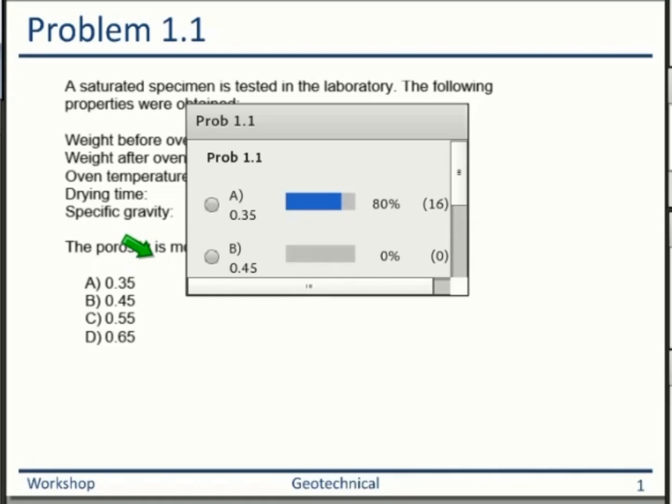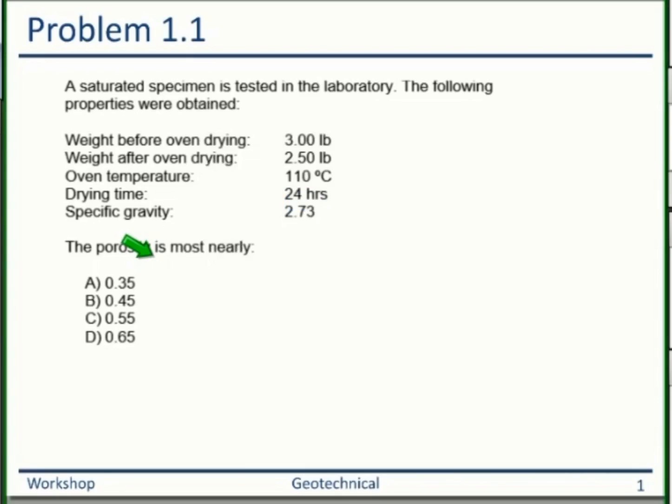So the majority answered 78, 79, 80% A, 20% C. Right, so whatever difference is here, because it was weight before oven drying and weight after oven drying, means water has been evaporated. So whatever is different, that's the weight of water, right? And when the sample was tested, that time the sample was saturated. The volume of voids was completely filled with water, right? There was no air because the sample was saturated.